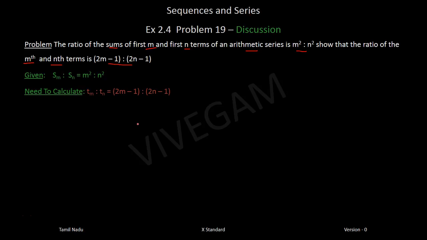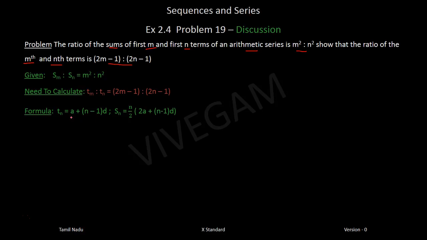We don't have the arithmetic series itself. So what you have to do is write the formula Tn equal to a plus n minus 1 into d, because that is used here, and the formula for Sn, which is n by 2 into 2a plus n minus 1 into d. As you can see, a and d are not known. The mth and the nth term are already given. So for n, we have either m or n depending on the case.